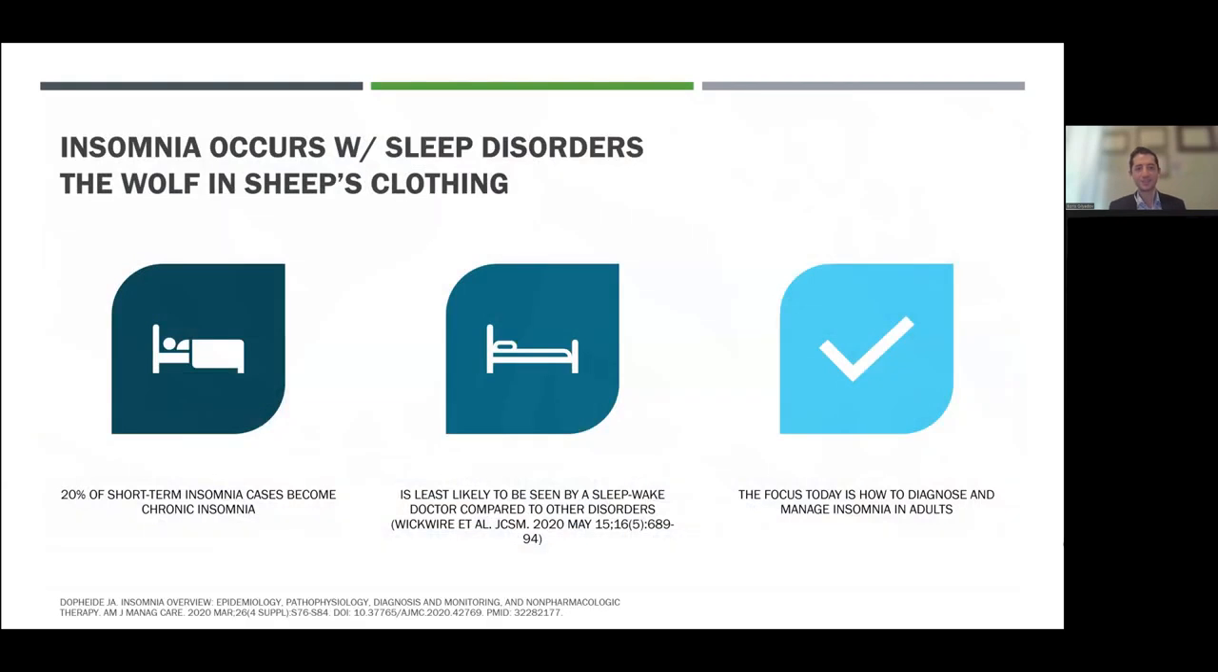All right, let's just go on. Insomnia can occur with other sleep disorders. A lot of people who have short-term insomnia can go on to have chronic insomnia. In fact, according to this study from 2020, 20% of people who have short-term insomnia go on to have chronic insomnia. There may be other factors that go into that. For example, you can have another sleep disorder, or another comorbidity that can potentiate your symptoms. Unfortunately, people are less likely to go to the sleep medicine physician specifically for chronic insomnia as compared to, for example, obstructive sleep apnea.